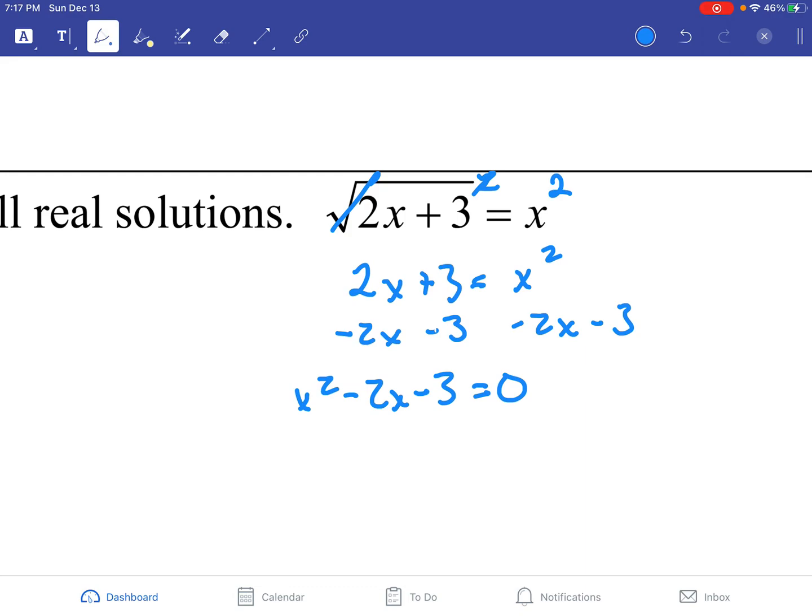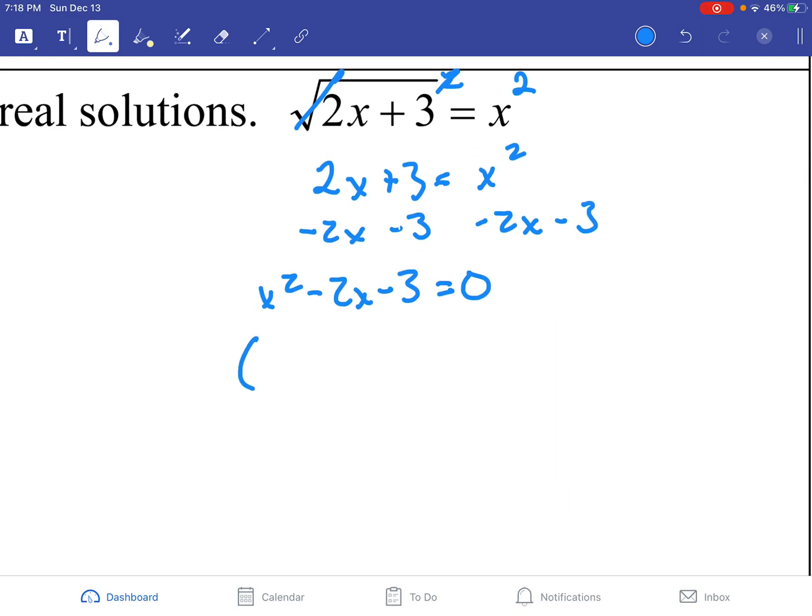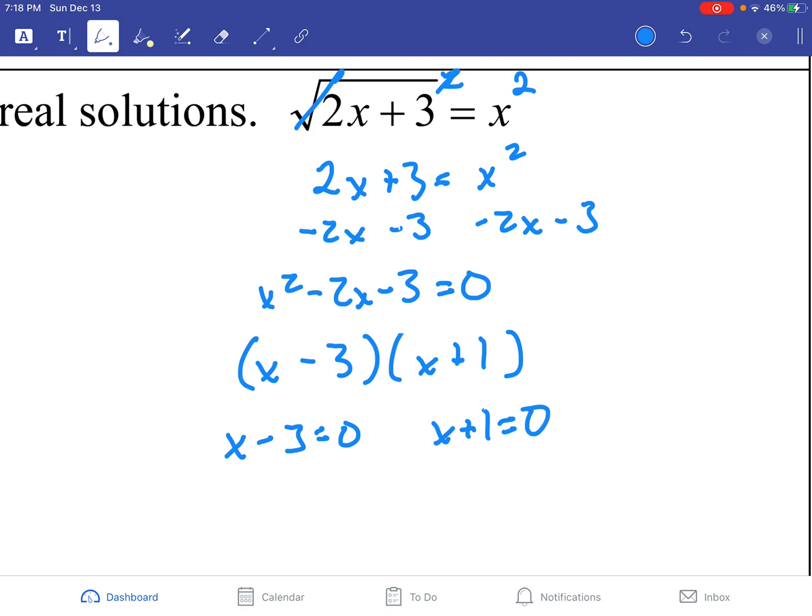All right, so 2 factors that multiply to negative 3 but add up to negative 2 are going to be negative 3 and positive 1. We set both of our factors equal to 0 and solve for x.